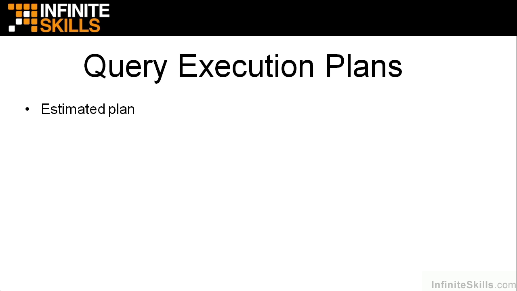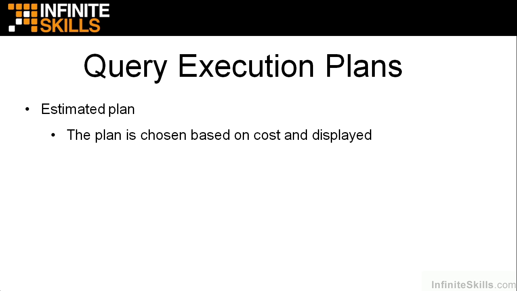Now, let's talk about the differences. An estimated execution plan is where SQL looks at your query. It goes through that whole process of determining the various ways that it could execute this. It does its cost analysis, and it chooses an execution plan and shows that to you. But the query is not actually executed.